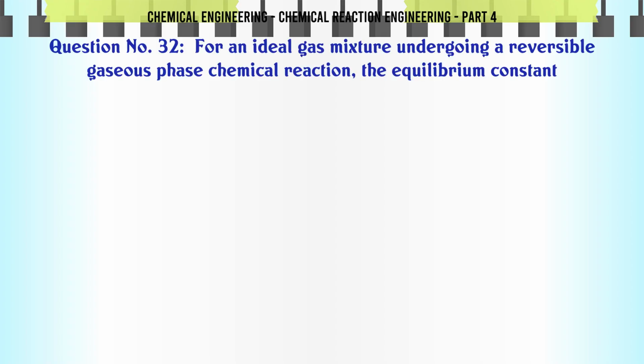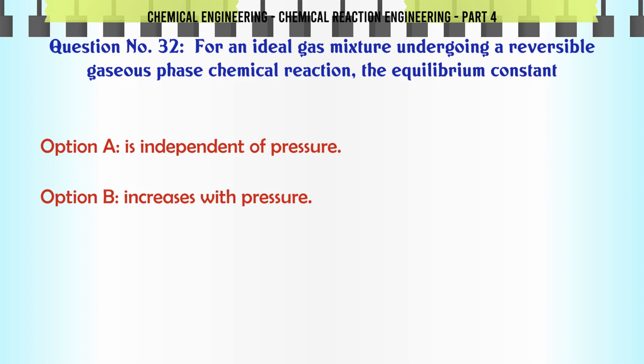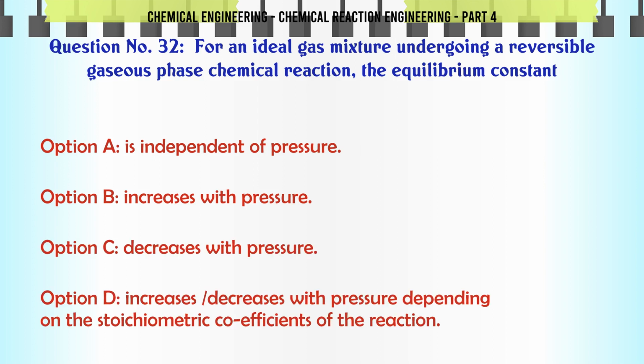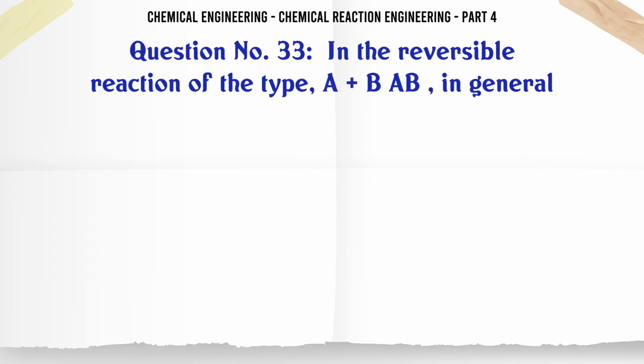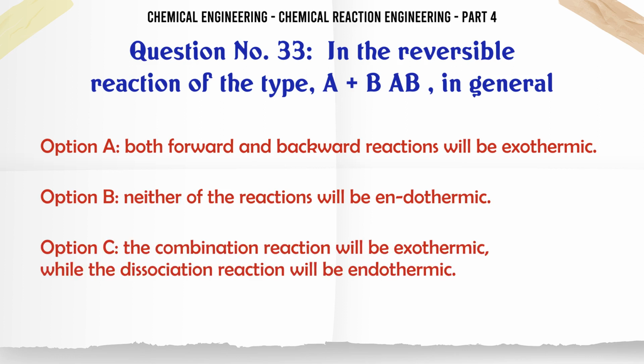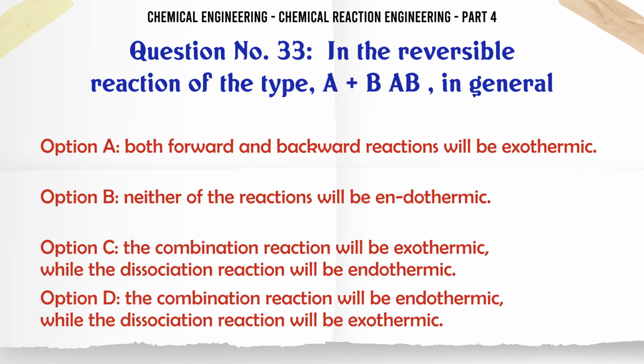For an ideal gas mixture undergoing a reversible gaseous phase chemical reaction, the equilibrium constant A. Is independent of pressure. B. Increases with pressure. C. Decreases with pressure. D. Decreases with pressure depending on the stoichiometric coefficients of the reaction. The correct answer is increases with pressure. In the reversible reaction of the type A⇌B in general, A. Both forward and backward reactions will be exothermic. B. Neither of the reactions will be endothermic. C. The combination reaction will be exothermic while the dissociation reaction will be endothermic.